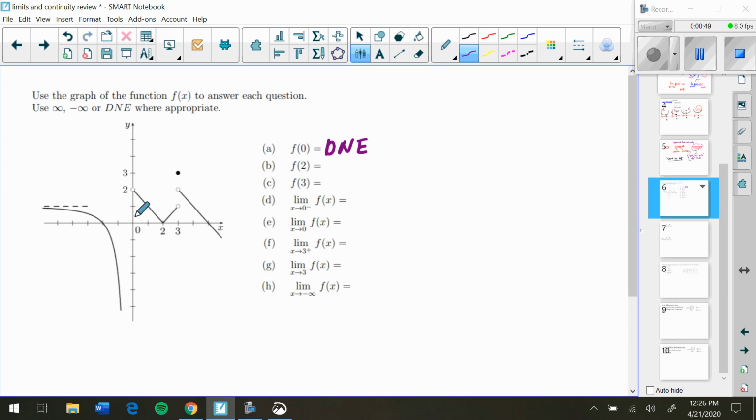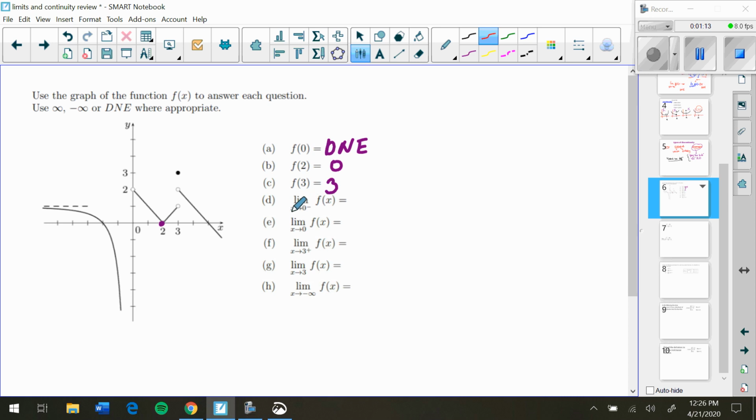What about f of 2? This is literally what is the point when x is equal to 2? So that's this point right here, meaning the answer would be 0. F of 3, what is the function at x equals 3? Well, we see that there's a hole here, not that. There's a hole here, not that. But hey, it's this point up here. F of 3 is equal to 3.